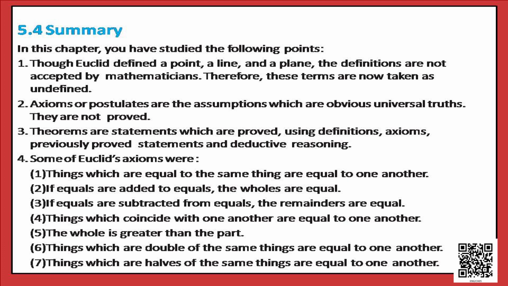Fourth, some of Euclid's axioms were: Things which are equal to the same thing are equal to one another. If equals are added to equals, the wholes are equal. If equals are subtracted from equals, the remainders are equal. Things which coincide with one another are equal to one another. The whole is greater than the part. Things which are double of the same things are equal to one another. Things which are halves of the same things are equal to one another.